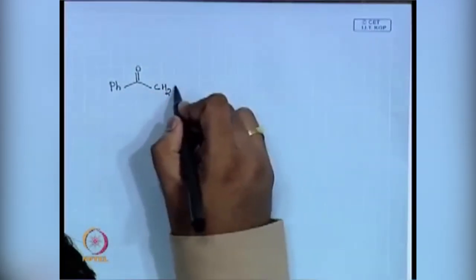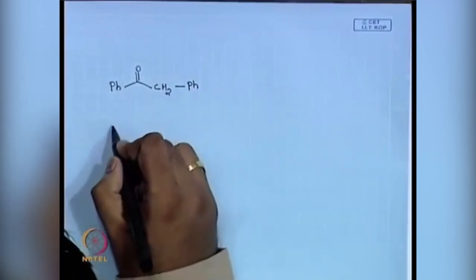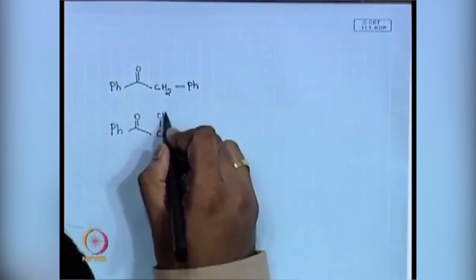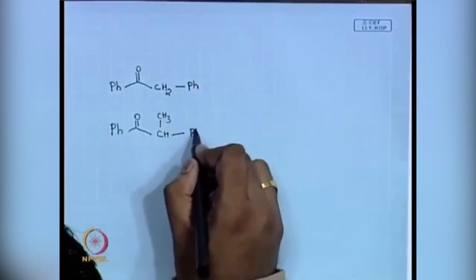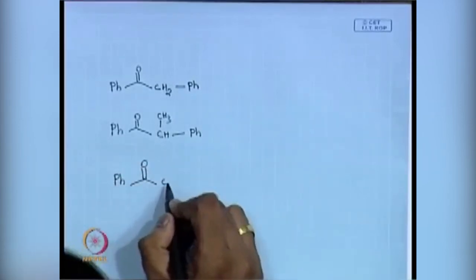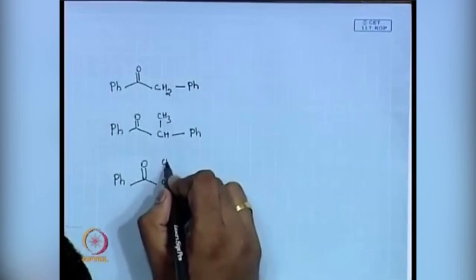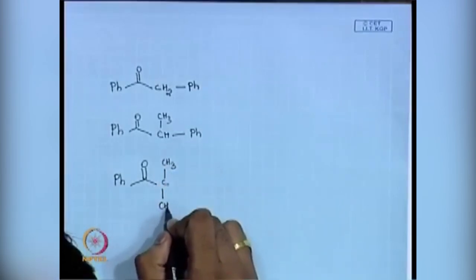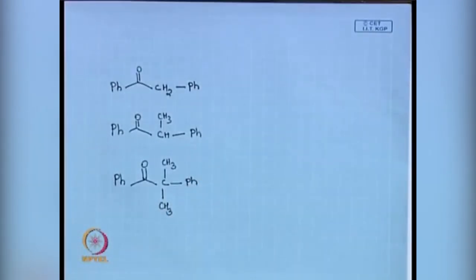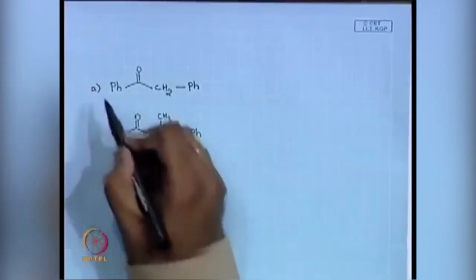I have a system like CH2 phenyl, a system like phenyl carbonyl C. I am replacing it by 1-methyl, a system like phenyl carbonyl. I have these three systems. Now, we will call these A, B, C.